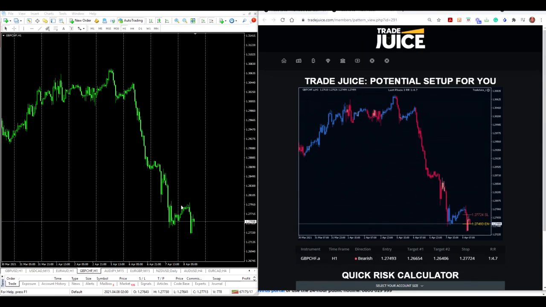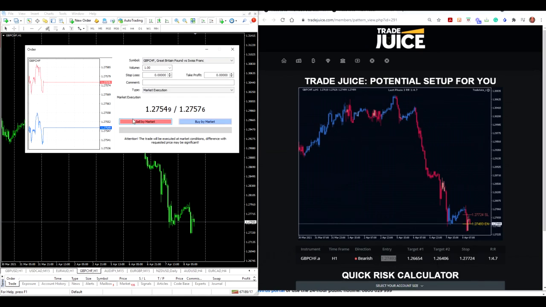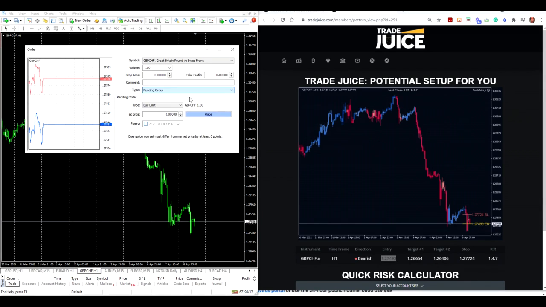So there's my MT4 chart. There's the Tradejuice chart telling me the entry, stop, and the targets. What I'm going to do then is simply set the entry point. Because price has not yet reached that point, as opposed to a market execution, or immediate execution, I'm going to enter a pending order, and I'm going to go short. So I'm going to put in a sell stop, which means that once price hits that level, somewhere down here, then I will be in the trade.